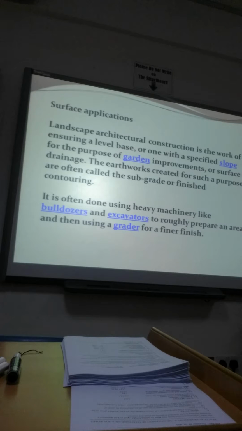Then surface application. Landscape architectural construction is the work of ensuring a level base or one with a specified slope for the purpose of garden improvement. Sometimes it is a level base, or sometimes to make your landscape pleasing, it must have a specified slope or gradient. Then the earthworks created for such a purpose are often called the subgrade or finish contouring.